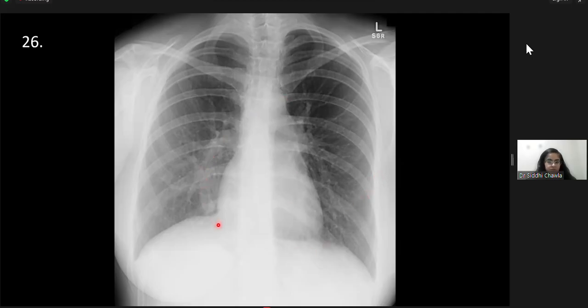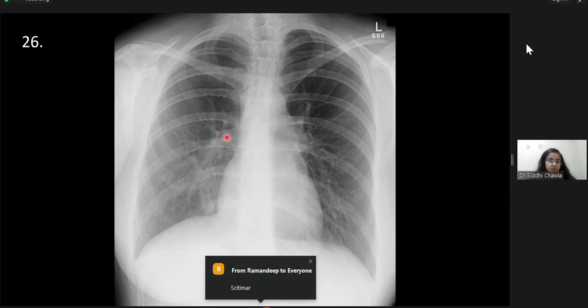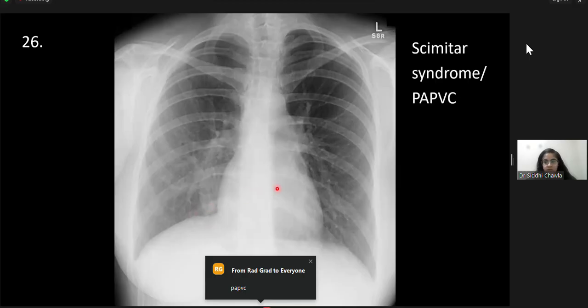Right. So we have a particular vessel which is traversing from the right hilum up to the level of the diaphragm. So this is a Scimitar syndrome, also called partial anomalous pulmonary venous connection.